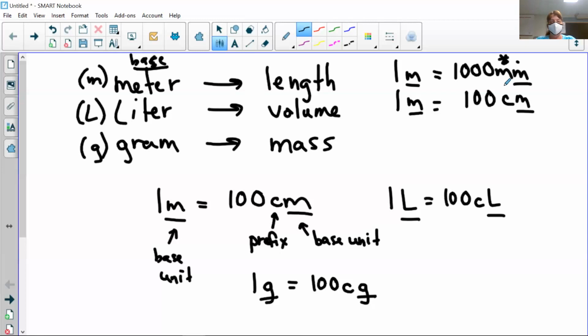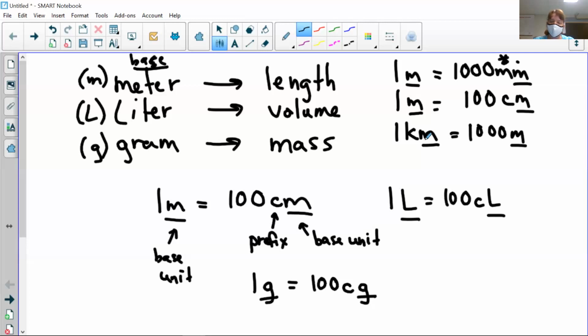The last conversion is actually a bigger prefix, meaning it is larger than the meter itself. If we take 1,000 meters and we put them end to end, we get 1 kilo or kilometer. Okay, so in this case, our prefix tells us that there are 1,000 base units in our larger prefix this time. Okay, now that's kind of confusing, but here's the good news.